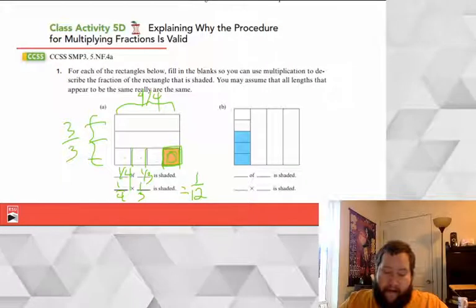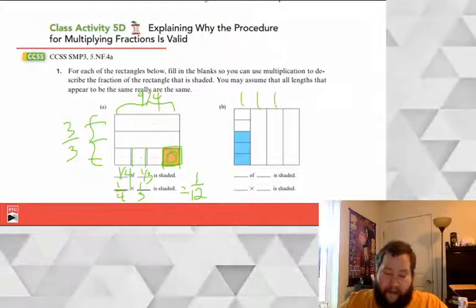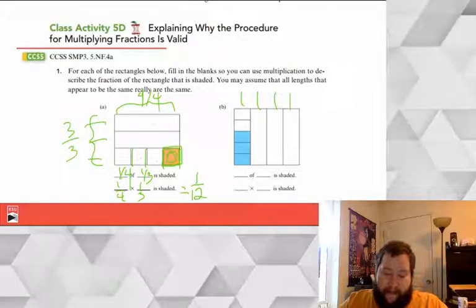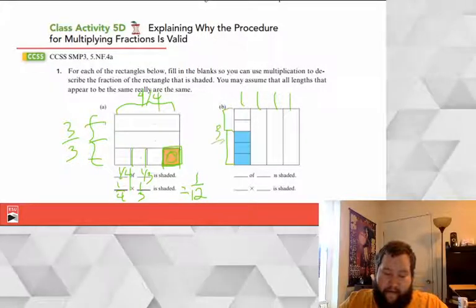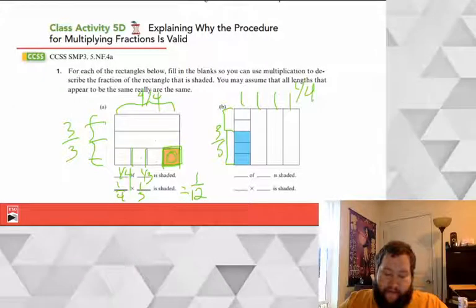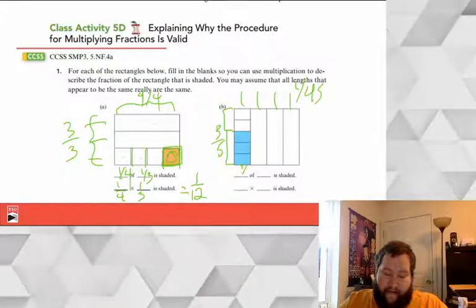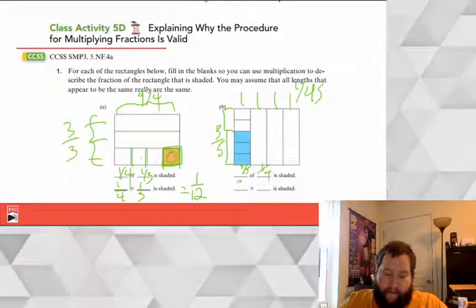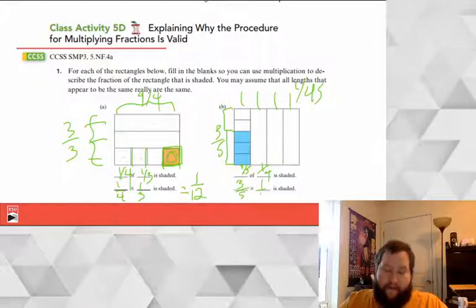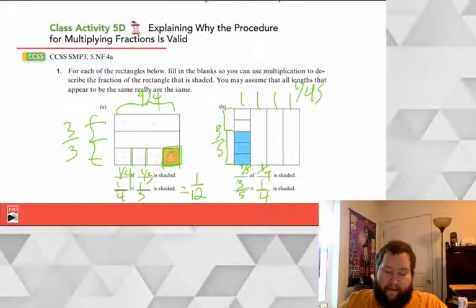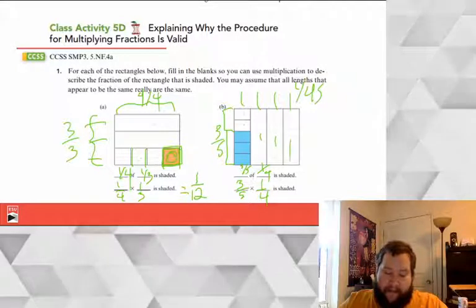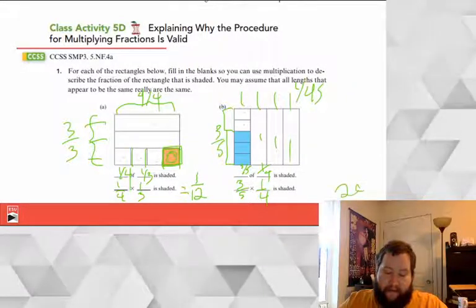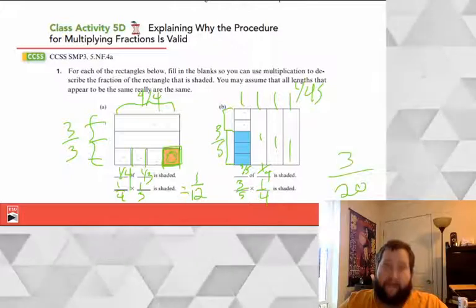So here we have 1, 2, 3, 4, so we have quarters. And here we have 3 out of 5. And these are quarters, so 3/5 of a quarter, or 3/5 times 1/4. And so that means this one has 3, 4, 5. So we'd have 10, 15, 20 total pieces, 20 pieces total, and 3 of them are shaded.